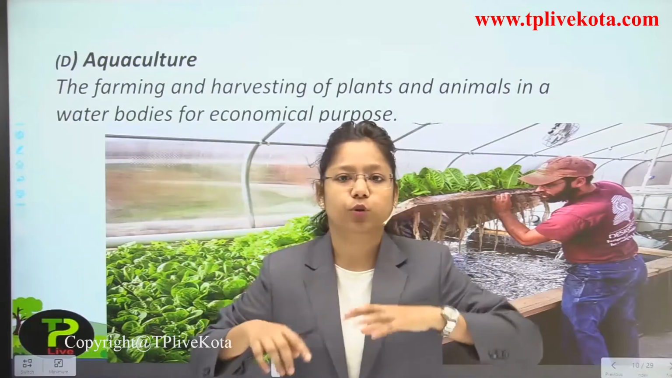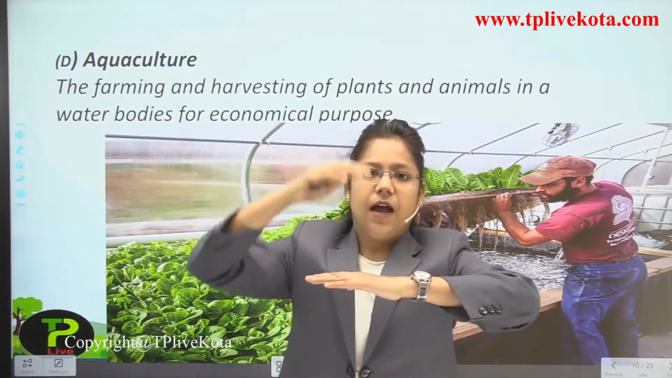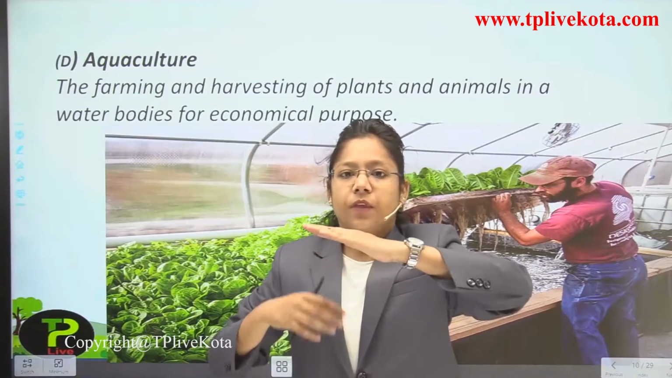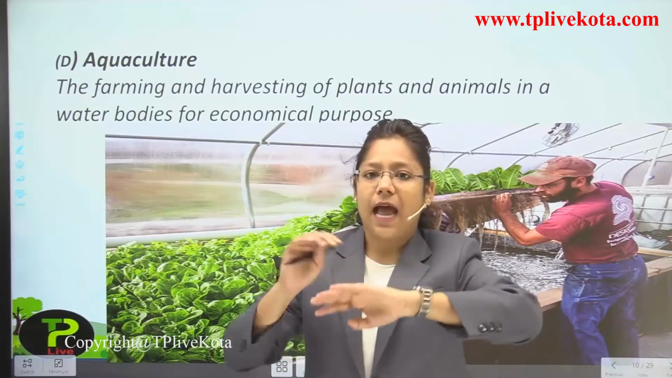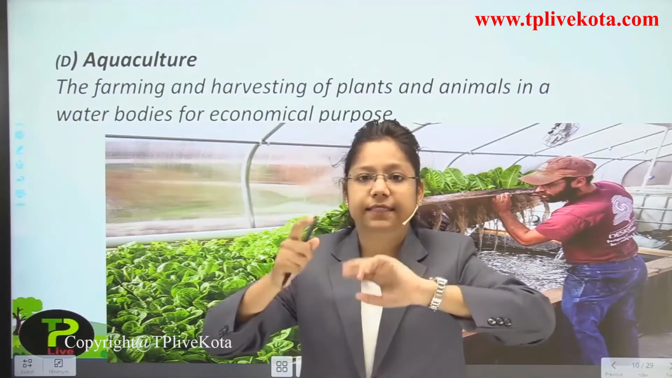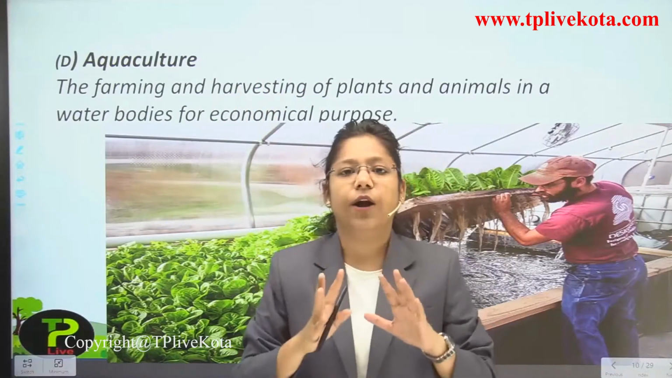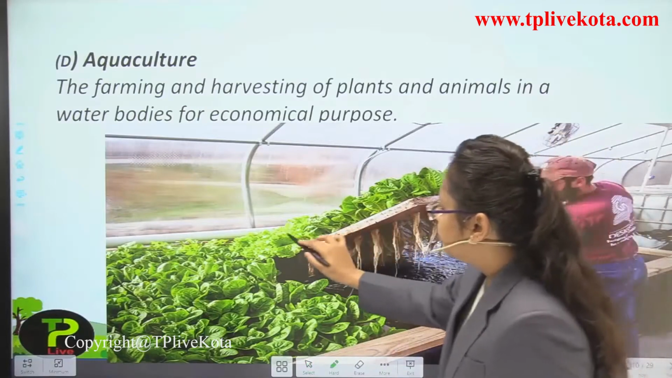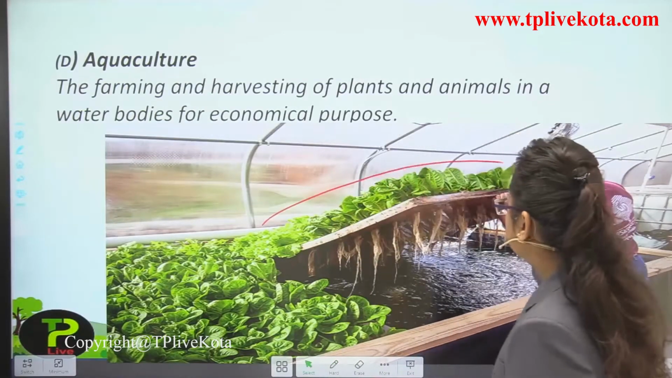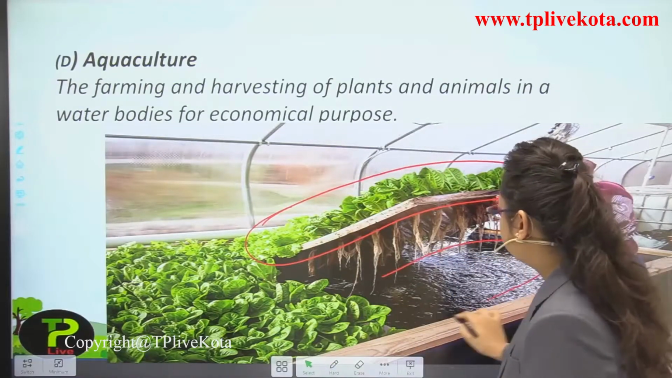What we have to do, we put a layer of plant above and we put the animal part below. Means if we are doing the fishery and the plant part at the same time, that cultivation is known as aquaculture. Now what happens, students, you can see in this diagram over here, this type of cultivation includes the animals and the plants both at the same time.